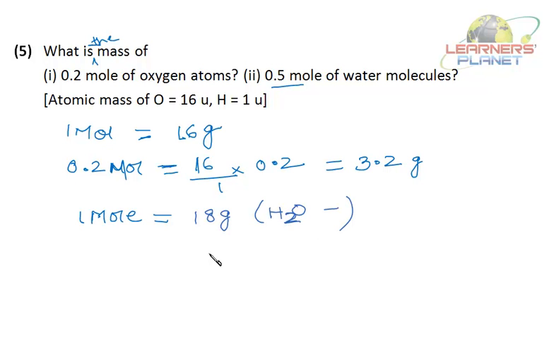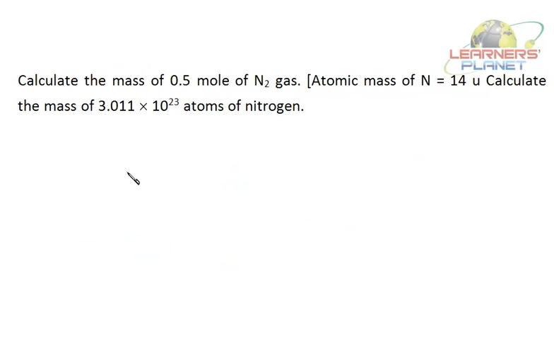So the gram molecular mass will be 18. So 0.5 mole, the gram atomic mass will be equal to just half of it, that is 9. Right? So this is the way we can solve this problem. Our next question is, calculate the mass of 0.5 mole of nitrogen gas. Atomic mass of nitrogen is 14 units.